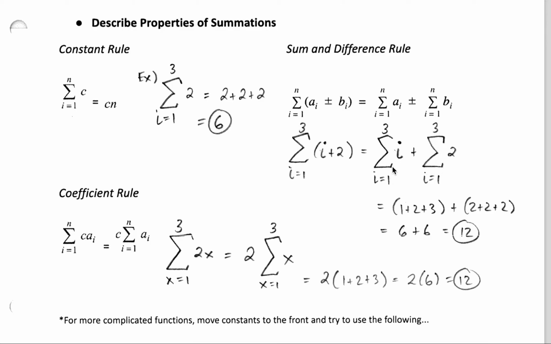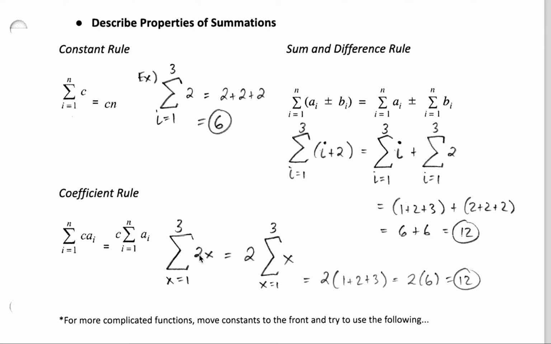So if I plug 1 into this function, 1 plus 2 plus 3, counting up to 3, I get 6. If I add 2 to itself 3 times, given the length of our interval, I get 2 plus 2 plus 2, so we got 6 plus 6 here equaling 12.